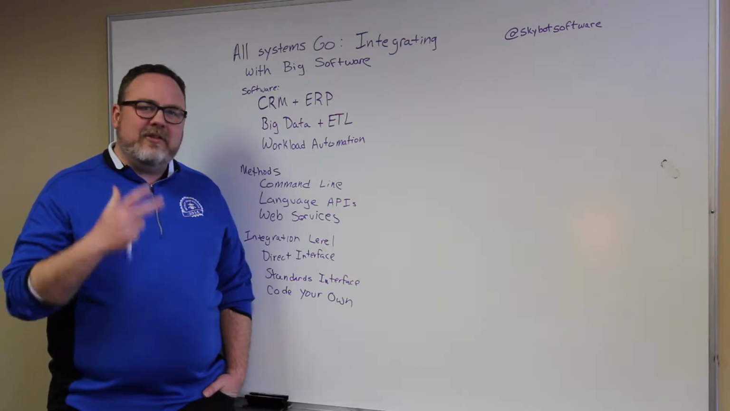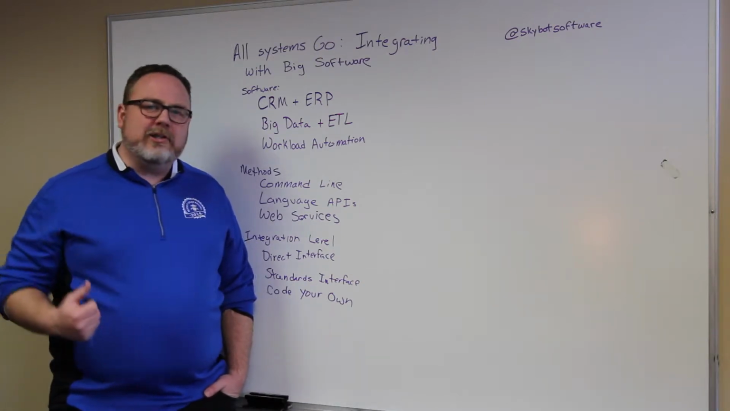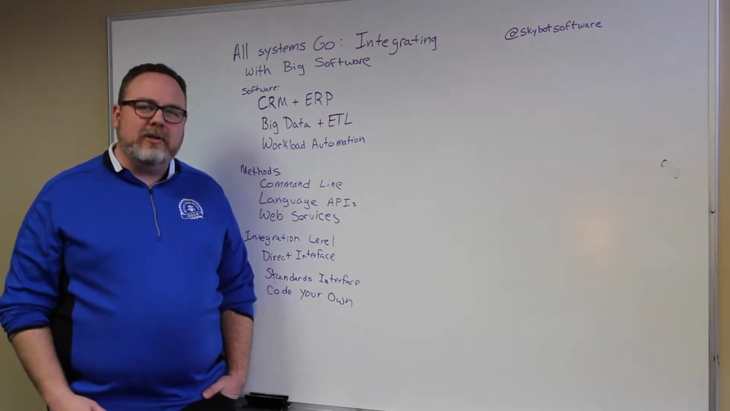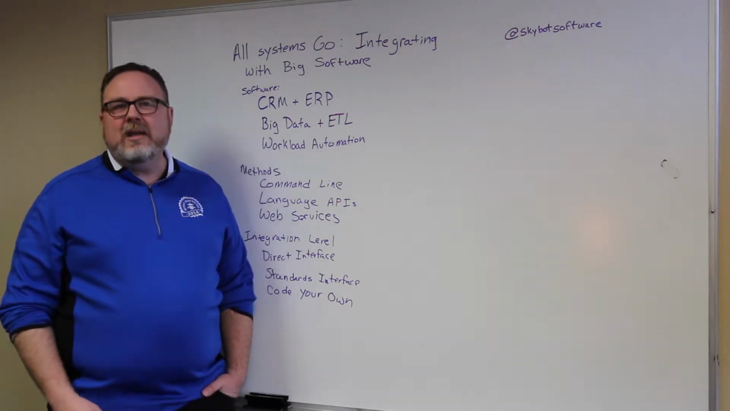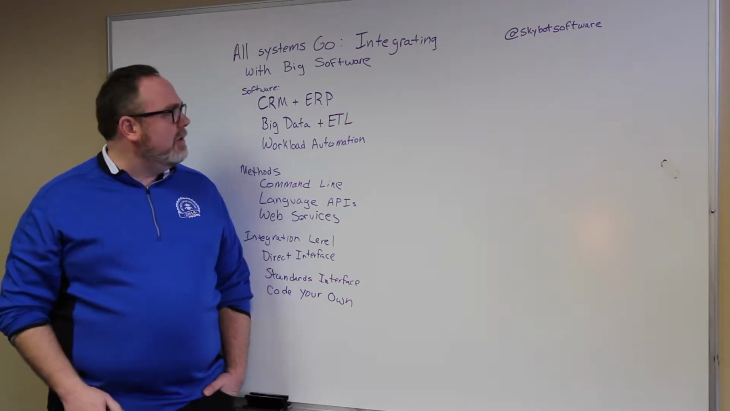In the first category we have CRM and ERP systems, big kind of overarching products that are managing a large portion of the work the company is doing. Things like SAP, things like PeopleSoft, right in those types of areas.